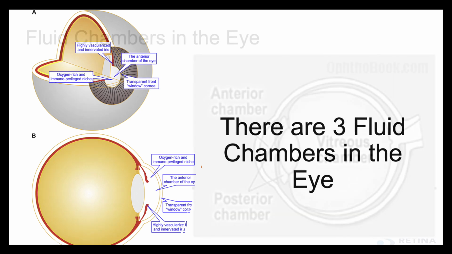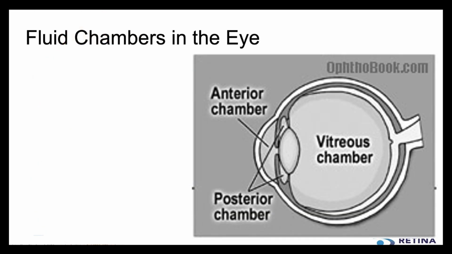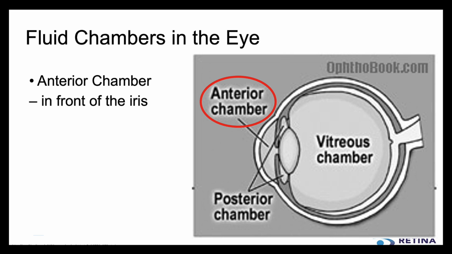First, as you might have guessed by now, the three fluid chambers in the eye correspond with the cavities that we mentioned earlier. As we look again at a cross-section of the eye, we will immediately be able to identify, for example, the anterior chamber, which is situated just in front of the iris. So this can be known as the anterior chamber or the anterior fluid chamber.